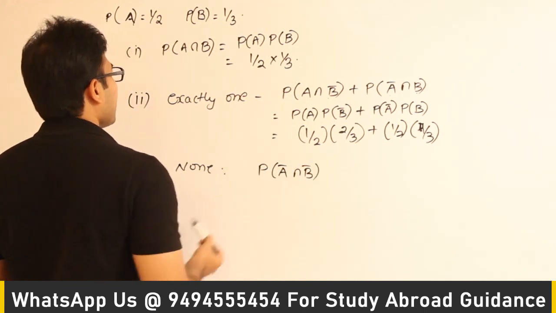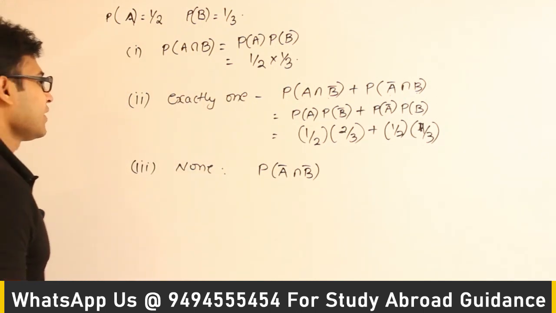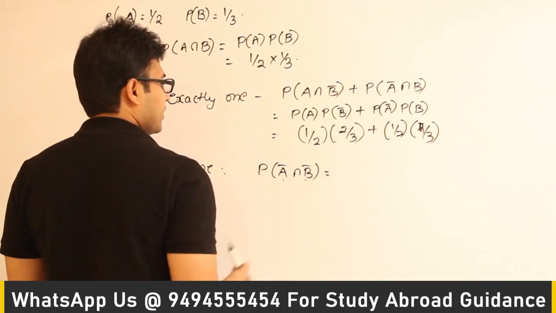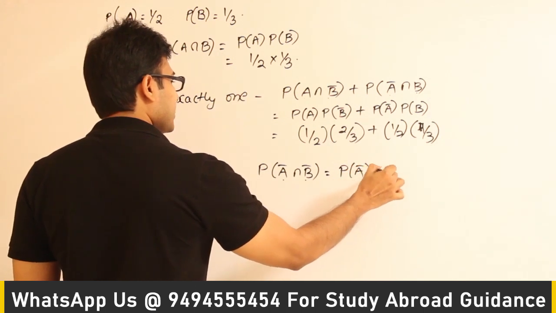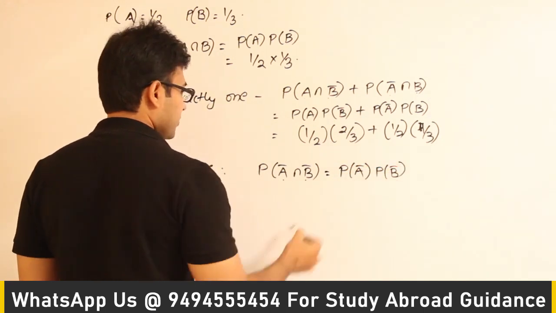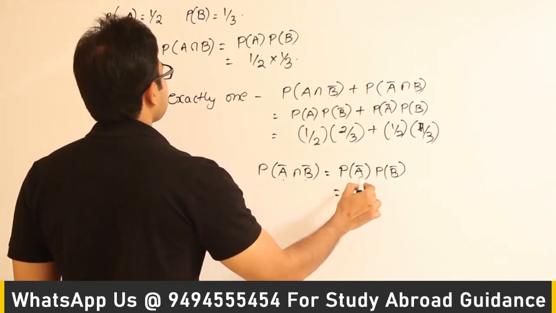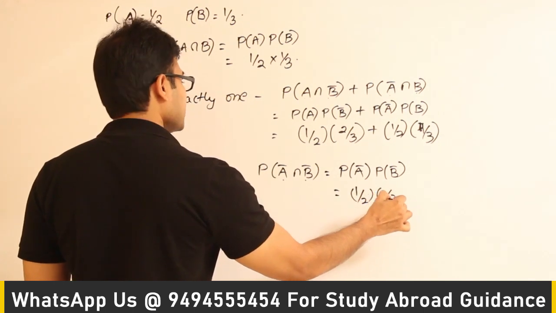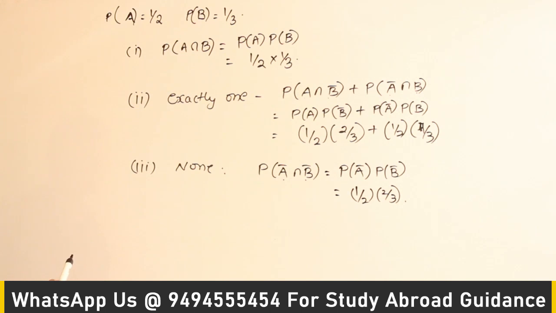Now we have already seen that if A and B are independent events, then A complement and B complement are also going to be independent, right? Then what can we say about it? P of A complement into P of B complement, which is equal to, how much is this? 1 by 2 into 2 by 3. This is the probability that none of them get selected.